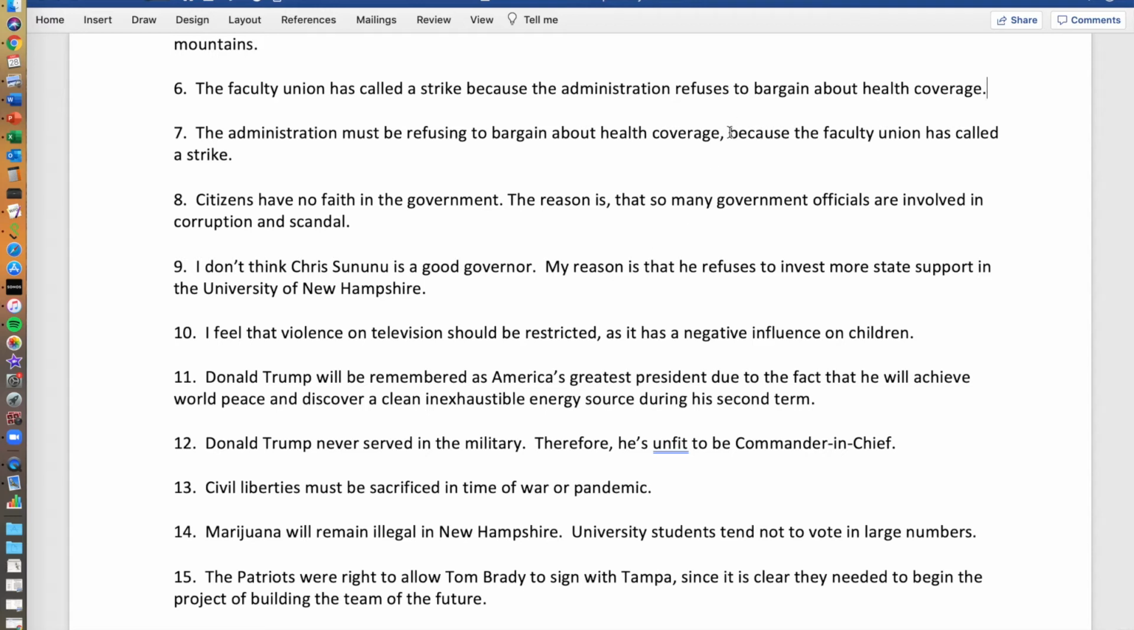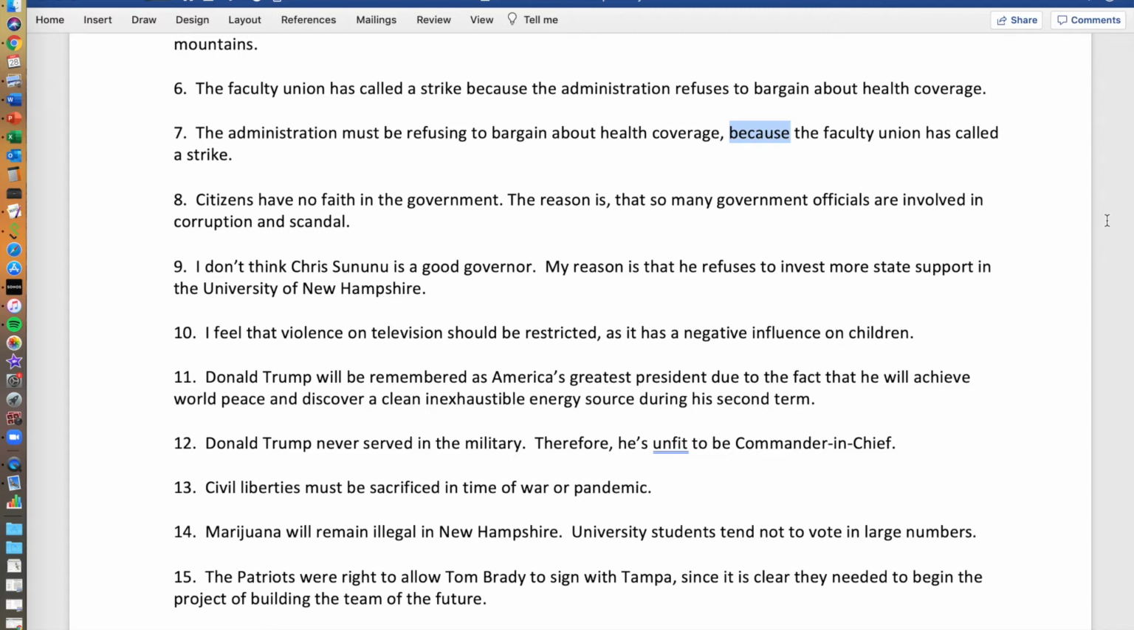Now, again, we focus on the word because, and because would indicate here, if this is an argument, that the faculty union has called a strike would have to be the evidence, right? And indeed, if you saw faculty on a picket line, professors holding picket signs, refusing to go into academic buildings and the like, that would be an observable fact, and observable facts and conditions function as evidence, right? But what does that evidence prove?